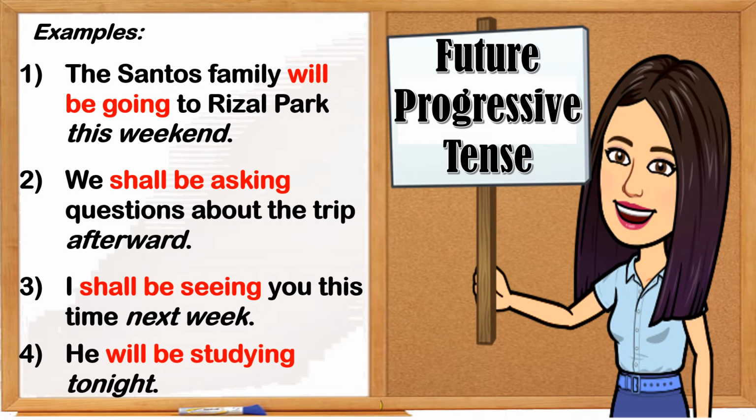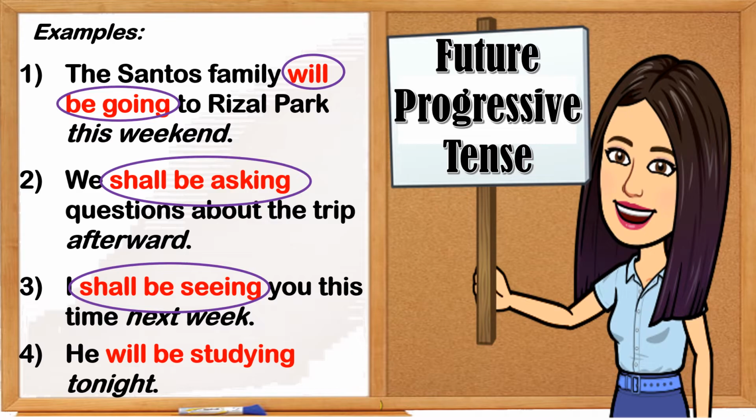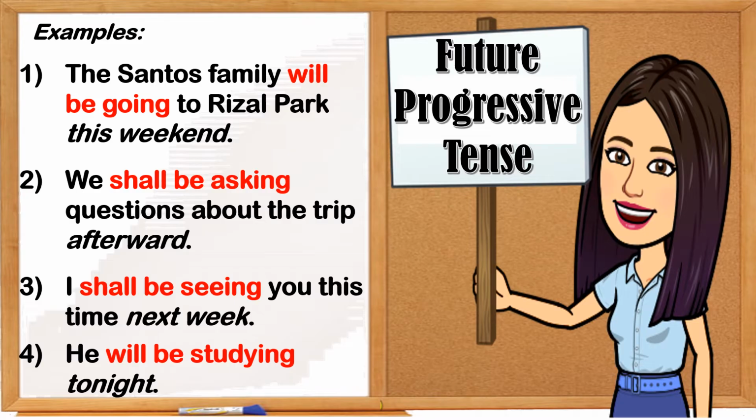The verb phrases will be going, shall be asking, shall be seeing, and will be studying express actions that will be in progress at some future time. By the way, it does not matter if one uses will be or shall be.